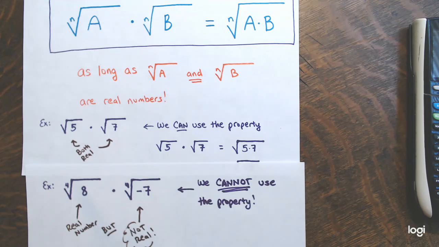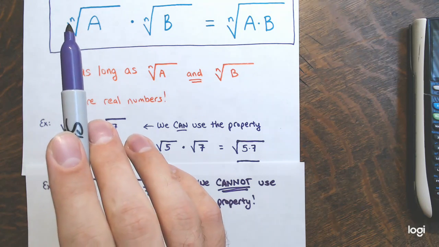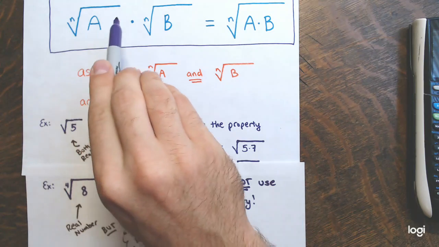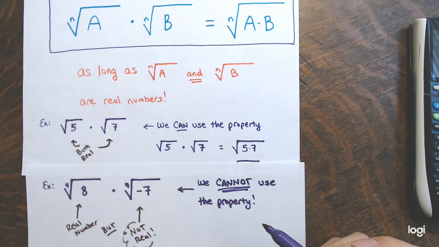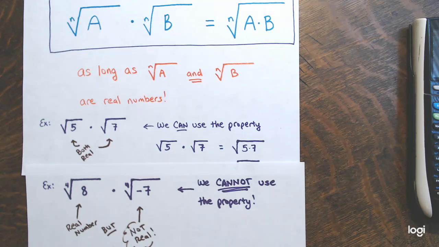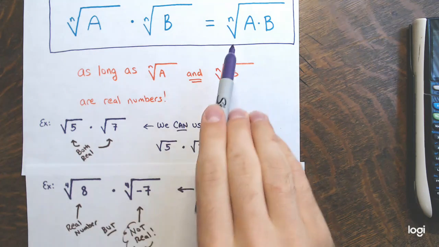And really the only time you're going to have to pay attention to that is when the index is even, when you're taking an even root, because when the index is odd, if you're taking cube roots or fifth roots or whatever, 3, 5, 7, 9, etc., it doesn't matter what the radicand is. The odd root of a positive number is real, the odd root of a negative number is real, and the odd root of 0 is 0, which is real. So you can take the odd roots of anything. It's really only when you have an even index like 4 or 2 or 6 that you have to pay attention to whether or not you can use this property. So be careful.